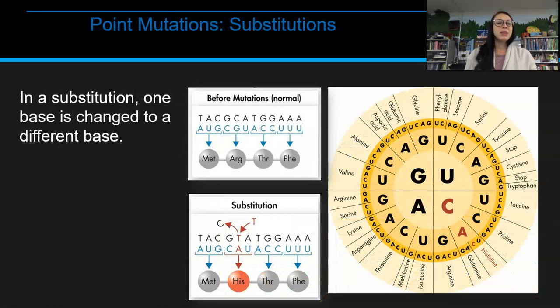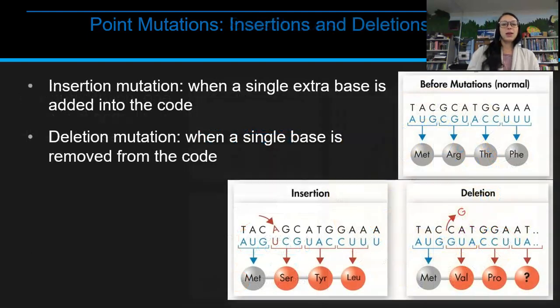In a substitution, one base is changed into a different base, as we talked about. Here you can see the original sequence, which is totally normal. It gives us CGU, which gives us the amino acid arginine. Now, if we have a substitution take place, it's going to swap out the C for a T. This gives us a completely new amino acid, in this case, histidine. Insertion mutations are when a single extra base is added into the genetic code, and a deletion is when a single base is removed from the code, completely shifting the amino acid sequence.